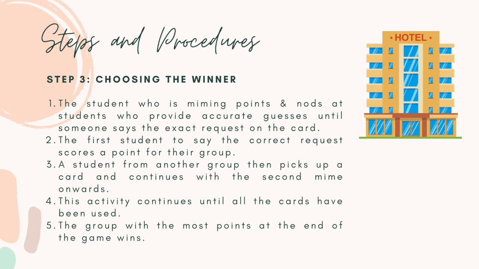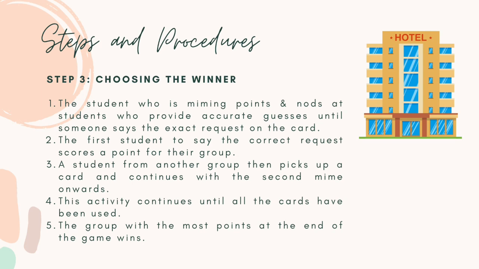Step 3 will be the choosing of the winner. The student who is miming points and nods at students who provide accurate guesses until someone says the exact request on the card. The first student to say the correct request scores a point for their group.